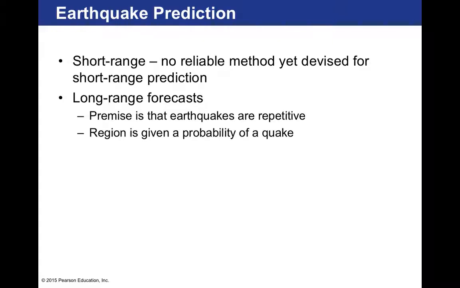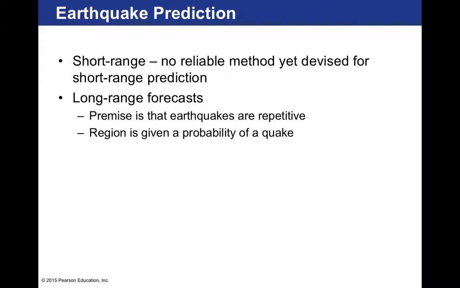The long-range forecast is actually not bad. The premise is that earthquakes are repetitive. They're going to happen in the same regions on Earth, as we said. So in any given region on Earth, there's a probability of an earthquake. Specifically, if you have earthquakes in your region and you haven't had one in a while, chances are you're probably going to have one.